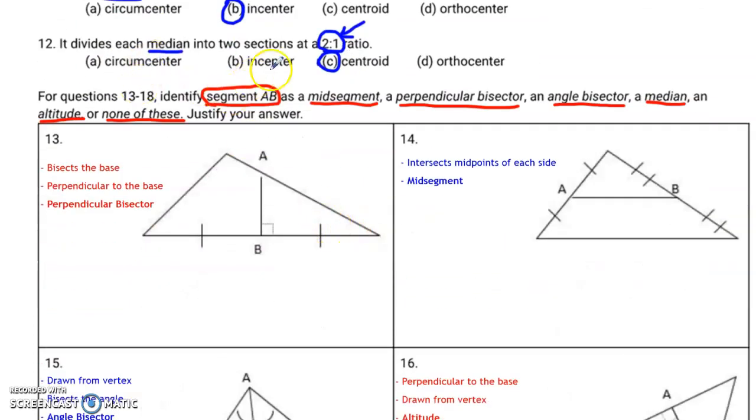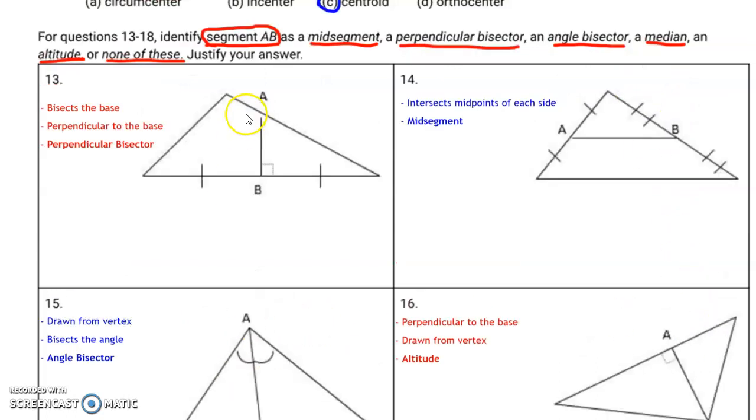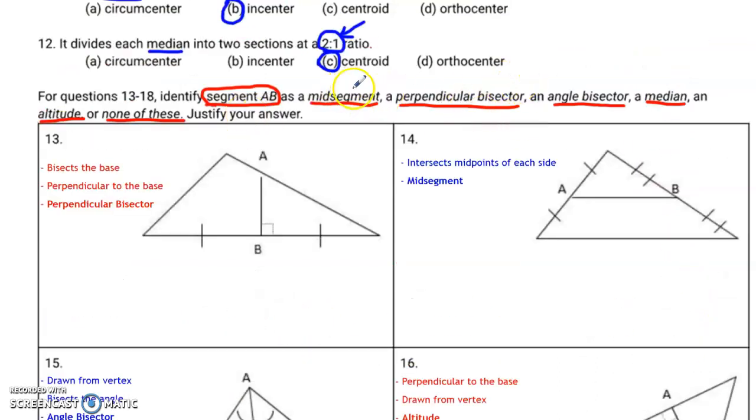For questions 13 to 18, you were supposed to identify a segment AB. They all have an AB in them. And we're supposed to be identifying them as mid-segments, perpendicular bisectors, angle bisectors, medians, altitudes, or none of these. And we're supposed to justify our answer. So make sure when you're justifying your answer, you're giving some sort of reason as to why.